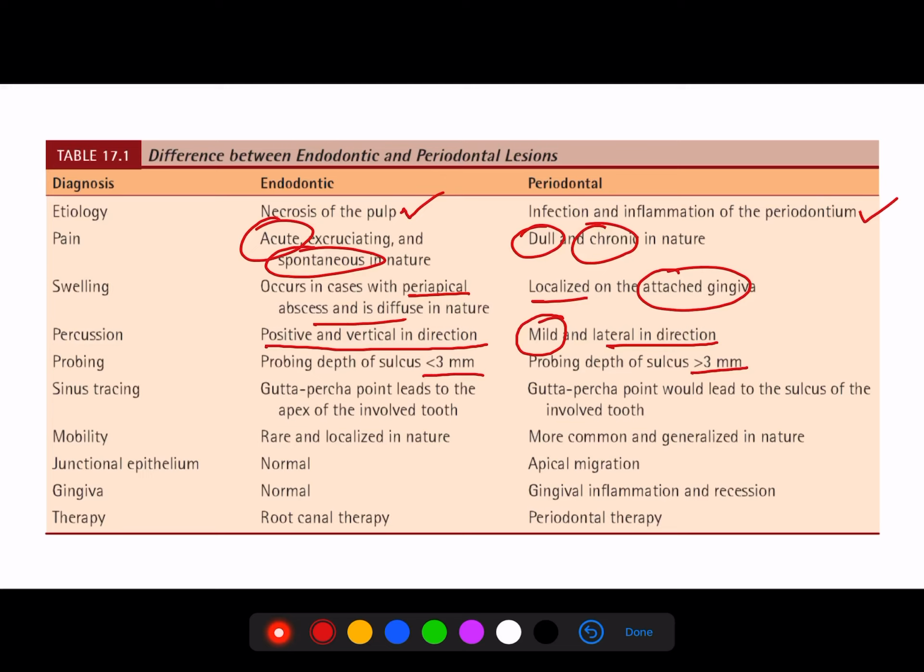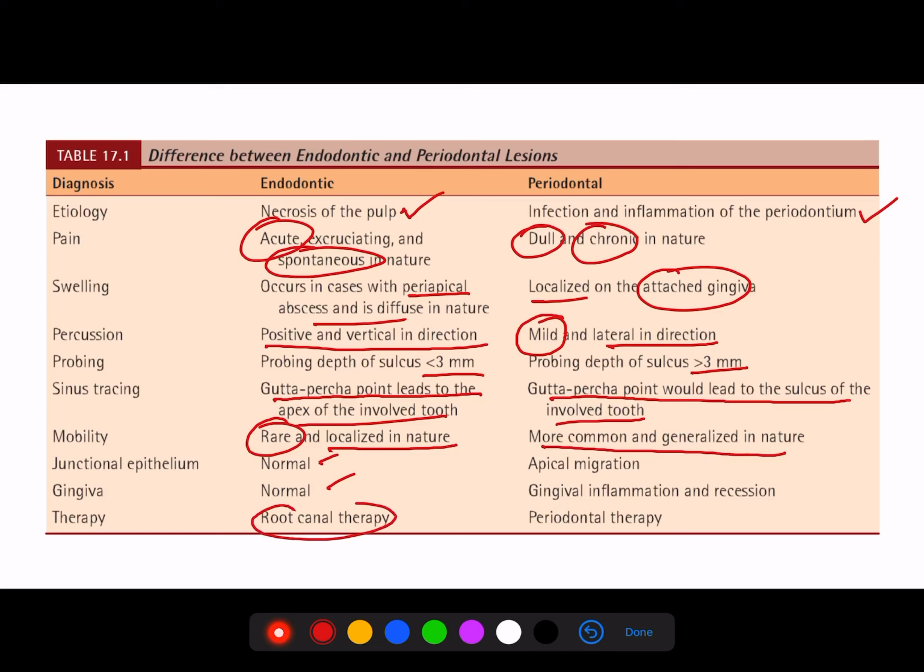So how do you diagnose the sinus opening? The sinus opening, the gutta-percha pointing, leads to the apex of the tooth that is involved, while in the periodontal lesion it may move towards the sulcus of the tooth. The mobility is localized in nature and very rare in endodontic lesions, but it is more generalized in periodontal lesions. Your junctional epithelium is normal, your gingiva is normal, and the treatment is root canal. Here the junctional epithelium shows apical migration, your gingiva will be inflamed with recession, and it is a periodontal lesion.